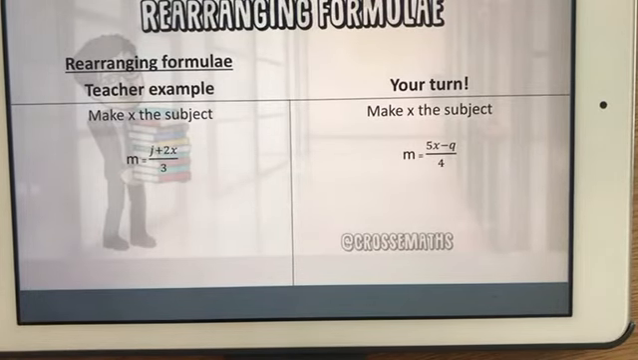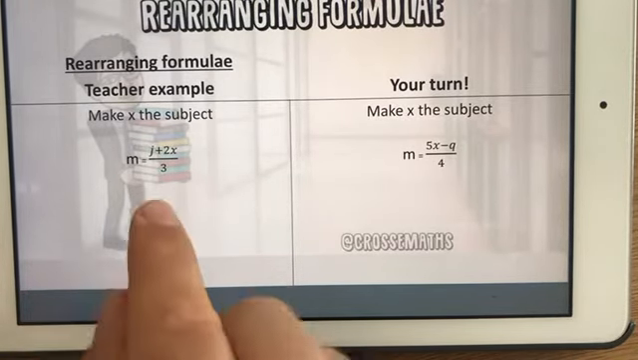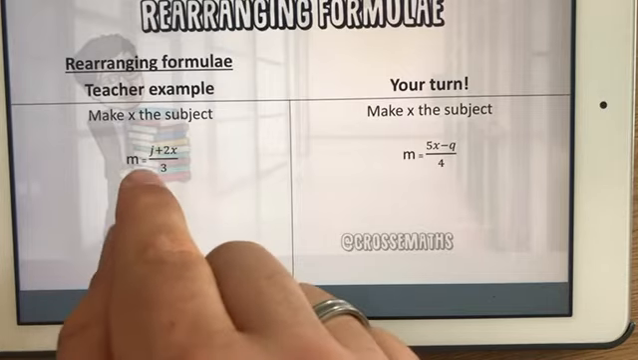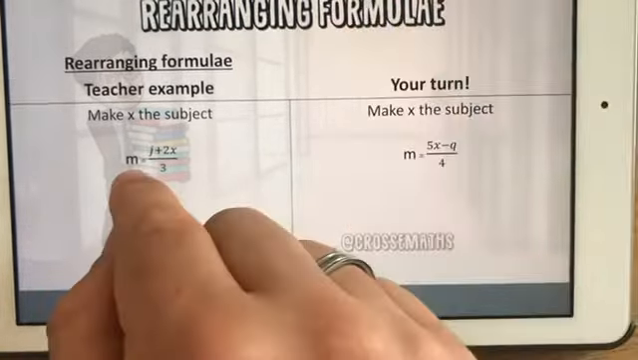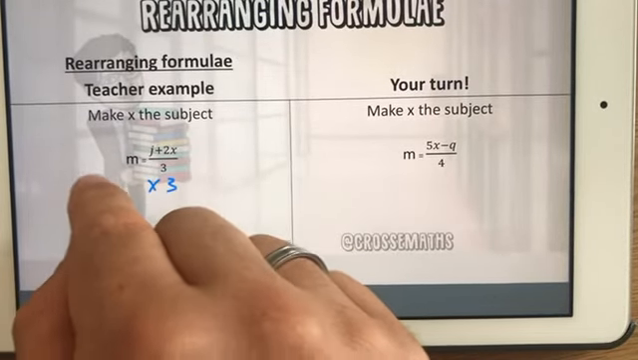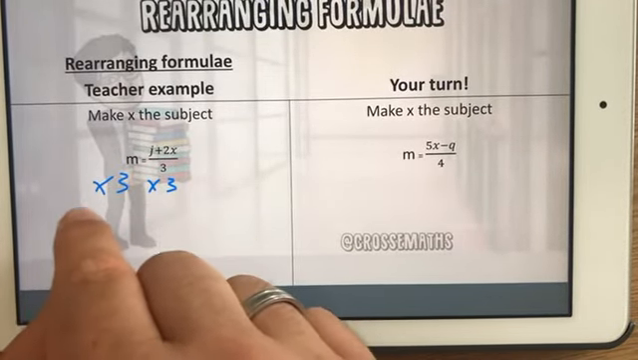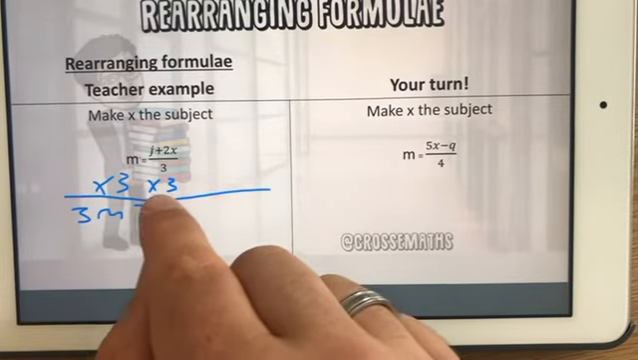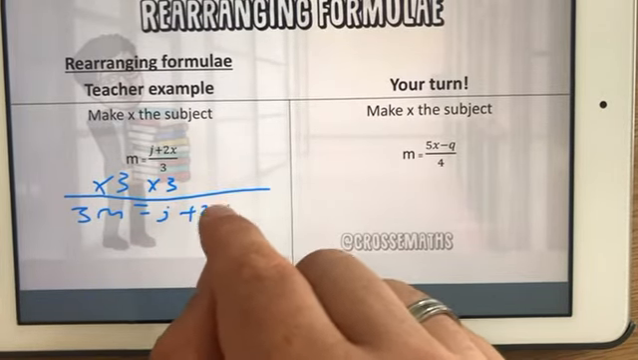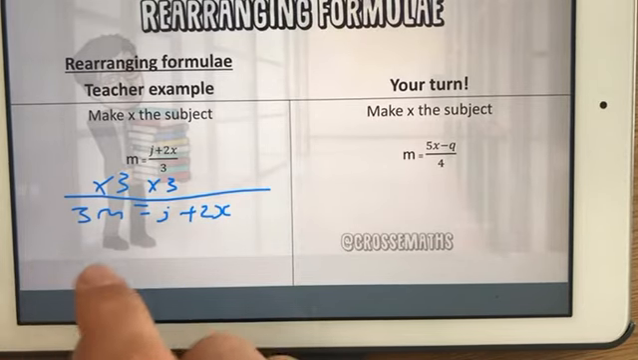M equals j plus 2x all over 3. So I've got to get rid of that divided by 3 first. So I'm going to times through by 3 as my first step. I end up with 3m equals j plus 2x. Because the divided by 3 and the times by 3 cancel each other out.